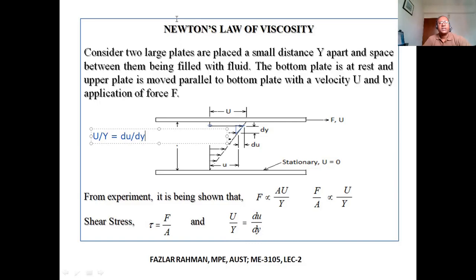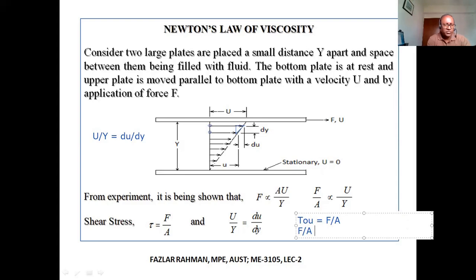Okay. And the other thing, F by A. F by A means shear force. You see over here, all the force is working parallel to the surface of the plate. So this force is called shear force. So tau equal to F by A. So right over here, what can we write? We can write that F by A is proportional to capital U by capital Y, or we can say du by dy.